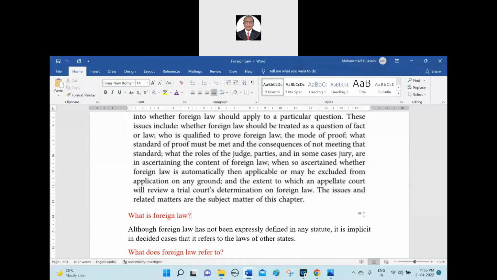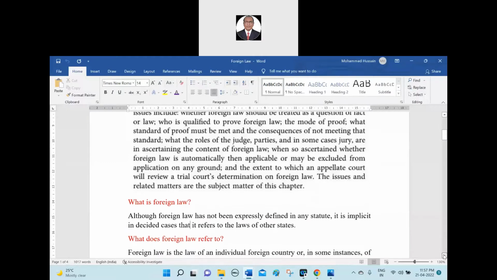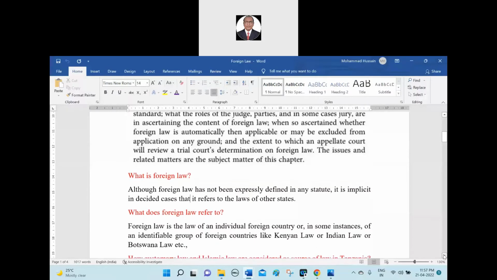So which is the foreign law over here? Kenyan law. I appreciate. So the issue and the related matter or the subject matter of this chapter is the foreign law. It is a small question. Naturally, it will be asked in the short questions, but not the long question. What is foreign law? I told you already. Read. What is the foreign law?